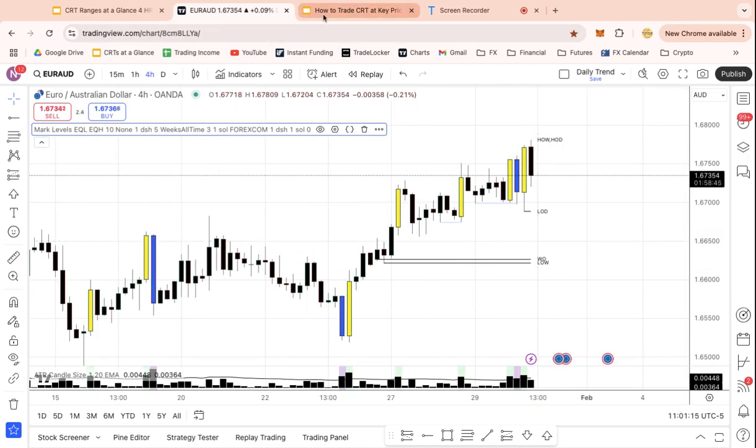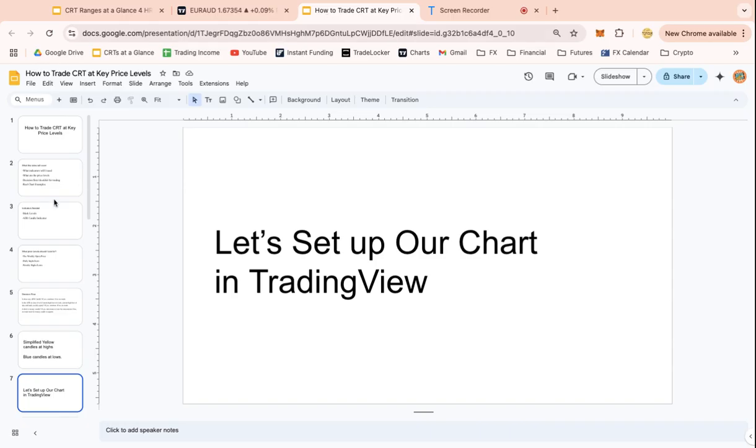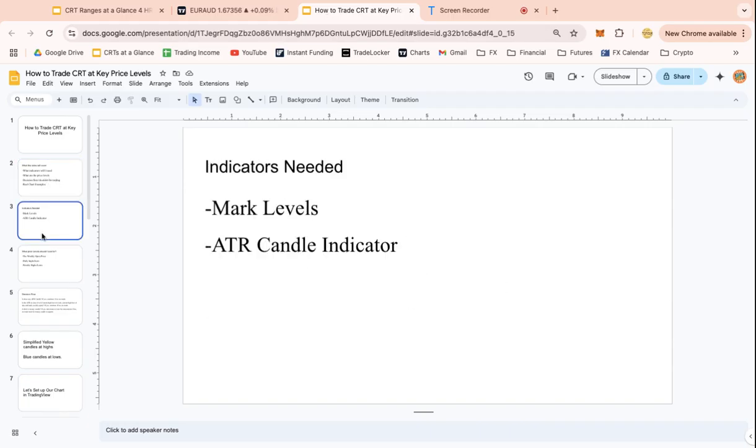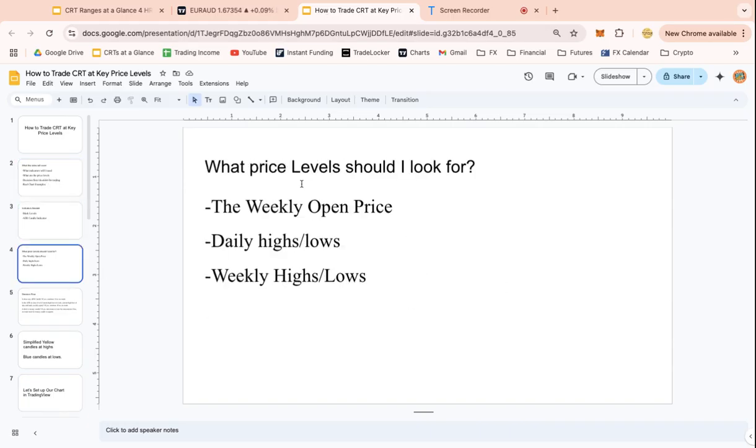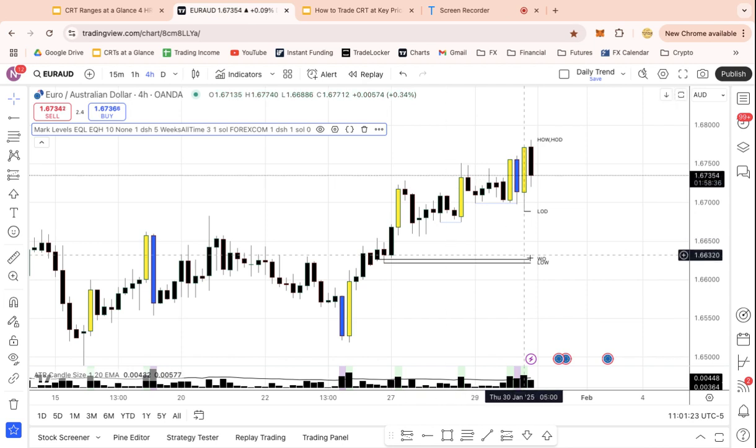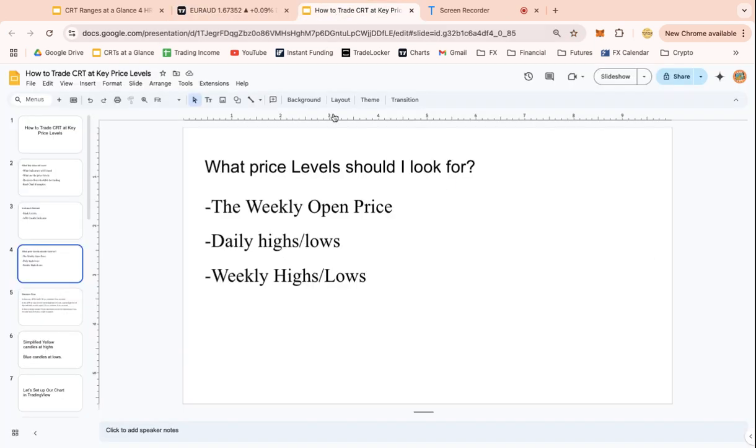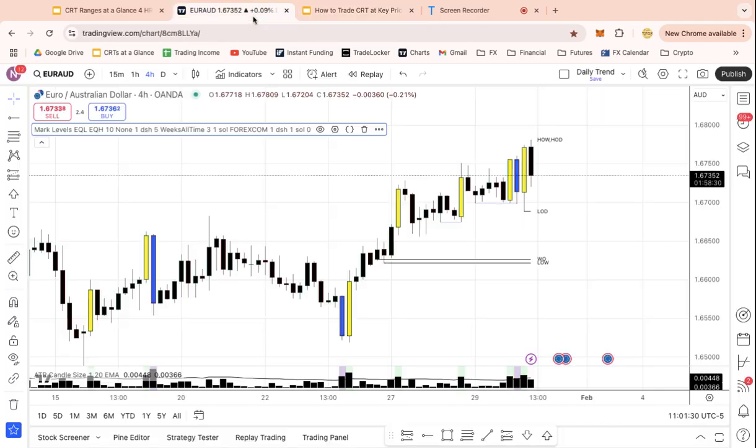So let's cross-check this against our price levels. Here we go. Weekly open price. Do I have that? WO. Yes, I do. Weekly open and weekly open, daily open. There's my high of day, high of week, low of day, low of week. I'm good. I'm set. We're straight. All right. So now we keep going.